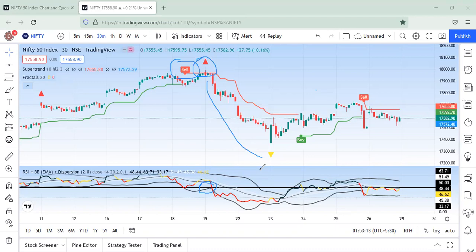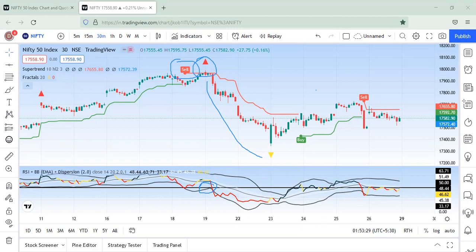There are some phases where consolidations are happening, where you will try to observe the chart and find out whether this sell setup is a sideways or this buy setup is a sideways or not.